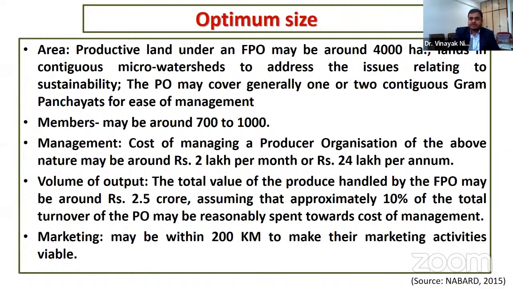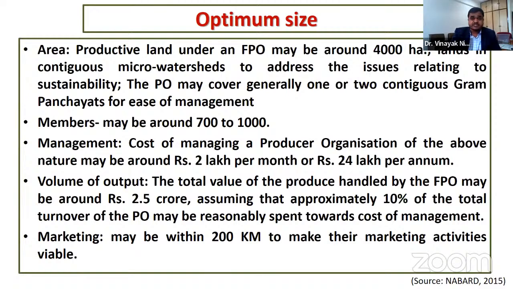Management cost for managing this farmer producers organization is around 2 lakhs per month. That's 24 lakh per annum. That cost should be there, and for volume of output, the minimum net turnover of this FPO should be 2.5 crore to remain sustainable, because they are incurring cost also. If they are not getting that turnover, then this cost will be more, and ultimately they will suffer a loss. And for marketing, they suggested that they can do their marketing activity within 200 kilometers nearby. Of course, this marketing aspect is not applicable for export-oriented FPOs. This was the optimum size.